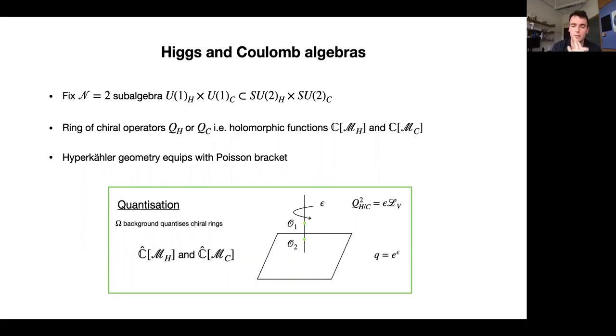And what this means is that the operators, so the Higgs branch operators or the Coulomb branch operators, are now forced to lie in a line along the axis. And this introduces a notion of operator ordering. So the rings of chiral operators are no longer commutative. And geometrically, this corresponds to a deformation quantization of the Poisson bracket structure on the rings of holomorphic functions.